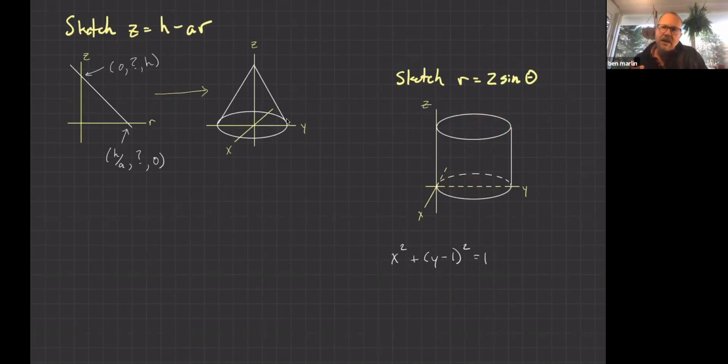Simpler than that would be if I had just, say, r equals 3 or something. Then I would have a circle which has a radius of 3 centered at the origin, and that would be then another cylinder that you might get for one of these. Okay, so I think that's it for these.